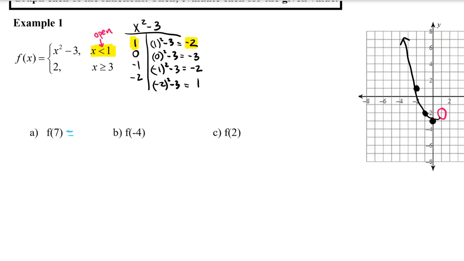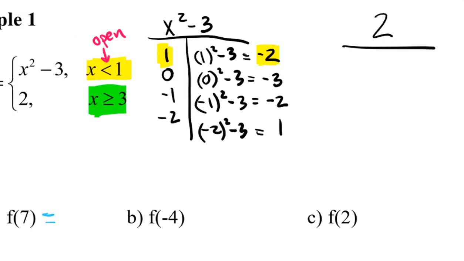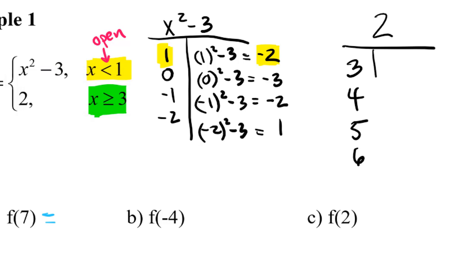Now, we have a second piece, and that piece is going to start here where x is greater than or equal to 3. So I'm going to write this equation down. It's not really too much of an equation, it's just a value of 2. But I want numbers that are 3 or bigger. So my input values are going to be 3, 4, 5, 6, and I can keep going on and on and on all day long. When I plug those in, there's no variable in that piece.